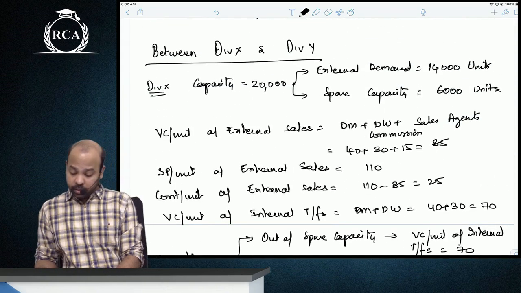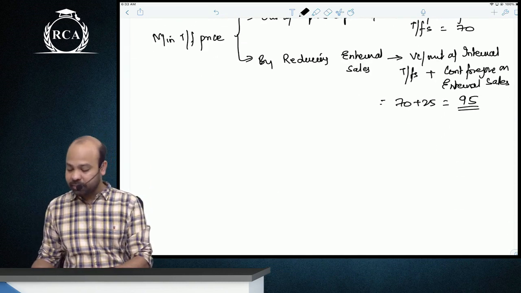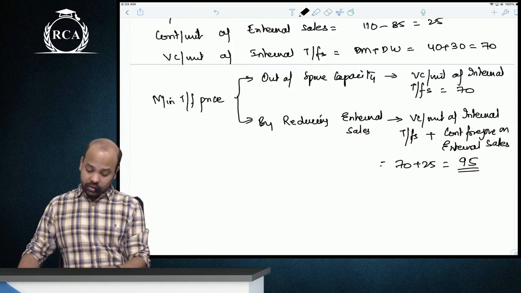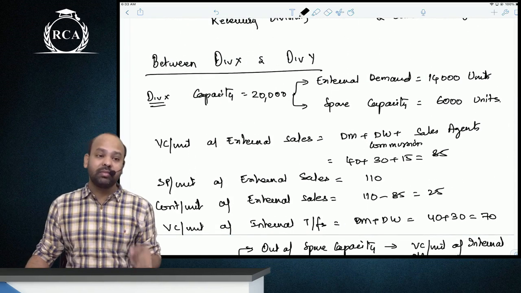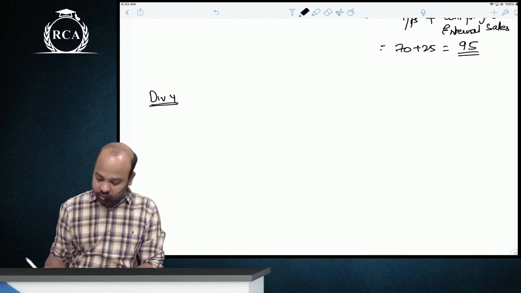Understood? I hope you're all listening to me. Let me just finish the entire part so that there's no confusion. This is, as far as division X is concerned, the minimum transfer price. Now let us talk from the viewpoint of division Y, the maximum transfer price.